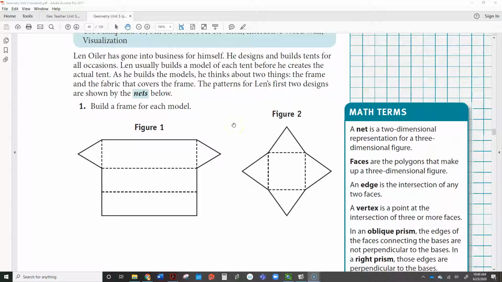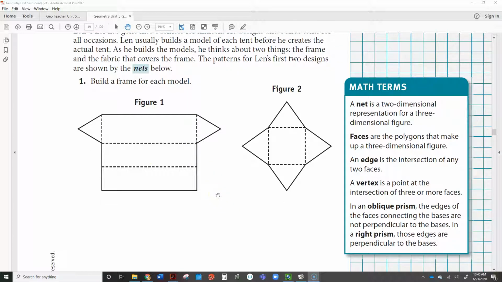So here they show us, and here's the vocabulary word, these things down here are nets. And a net, it says over here, is a two-dimensional representation for a three-dimensional figure. So basically they tried to draw on a piece of paper what the image will be if it's laid out flat. So a couple of things.